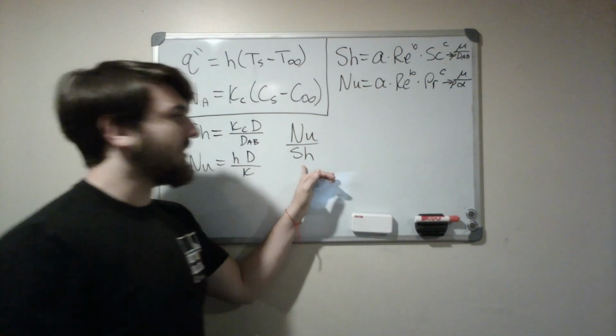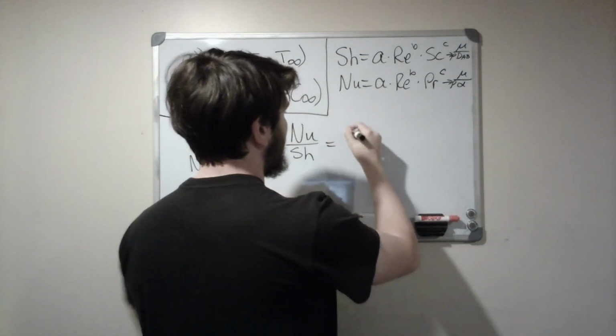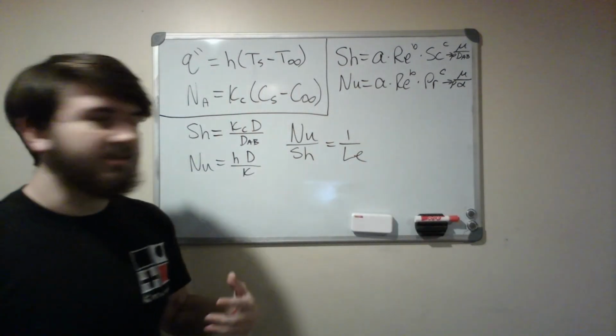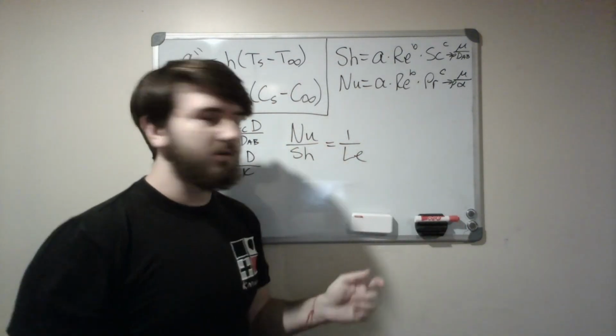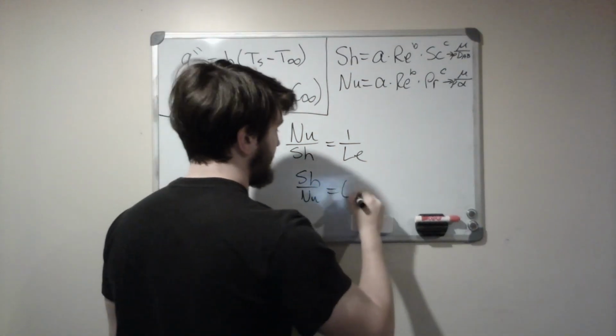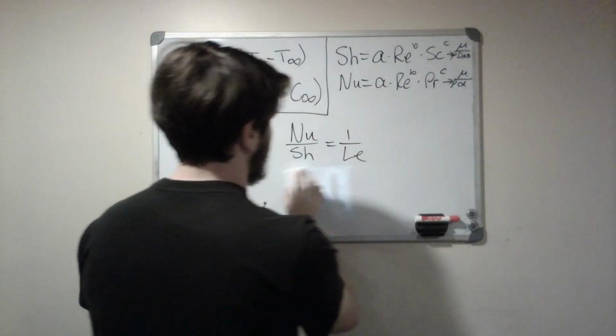And what helps us here too is that this is actually equal to 1 over the Lewis number. I'm writing it like this, it's just easier for me. You can write Sherwood over the Nusselt. You can write it like this, and that'll equal the Lewis number. You can work with it any way. I'm just writing it like this myself.